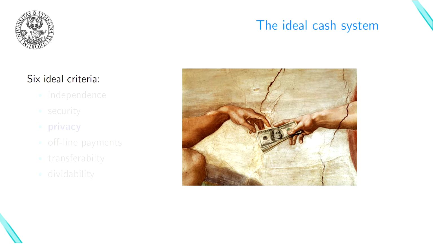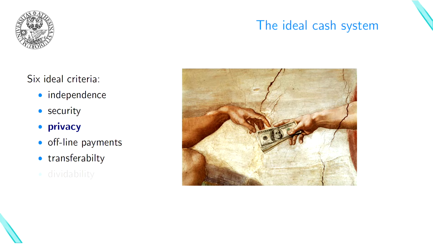It was 1991 when criteria describing an ideal cash system were developed. 6 criteria. Among them, one can find independence, which means the security of the system cannot depend on any physical condition. Security. Cash cannot be reused or forged. Privacy. Possibility of performing offline payments. Transferability. Money can be transferred. And divisibility.